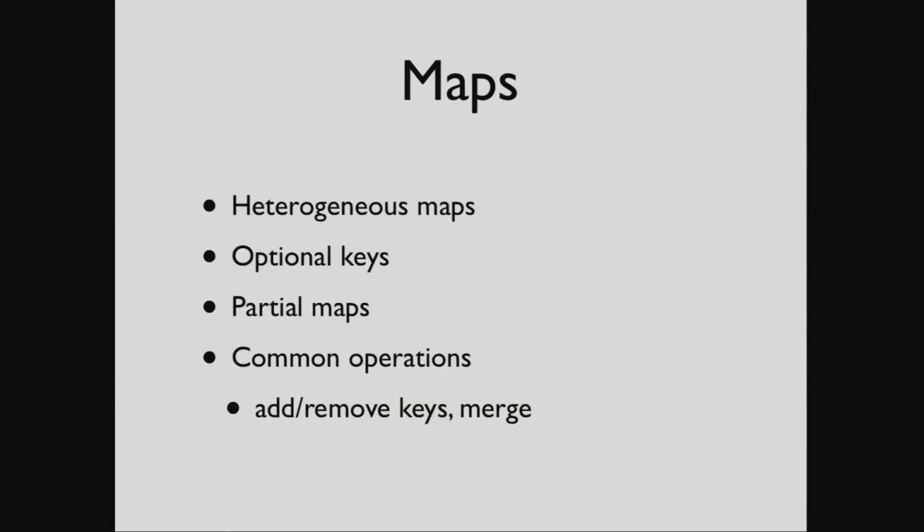So this is definitely my favorite area with Typed Clojure, this idea of a heterogeneous map. All it is is a map that knows some information about keyword entries. So it knows which keyword entries are present, which ones are optional, and whether the map is partial, whether there are extra keys that we might not know about. And there is some support for common operations like adding and removing keys, merging maps, and things like that.